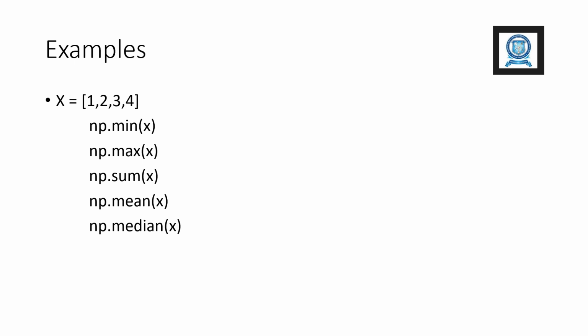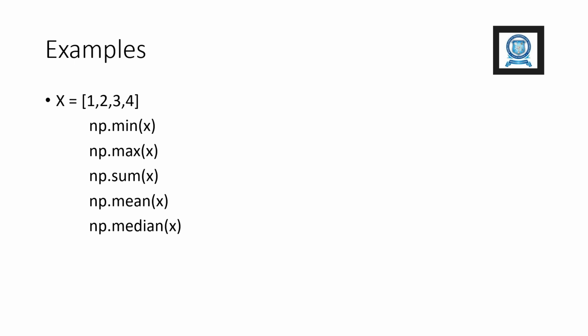Examples. Here the X array has been given. That is, X array consists of 1, 2, 3, 4. First we print np.min of X. This statement gives the minimum value in the given array X. That is, the value is printed as 1. np.max of X. This statement gives you the output as the maximum, the greatest value in the given array X. That is, 4 will be printed.